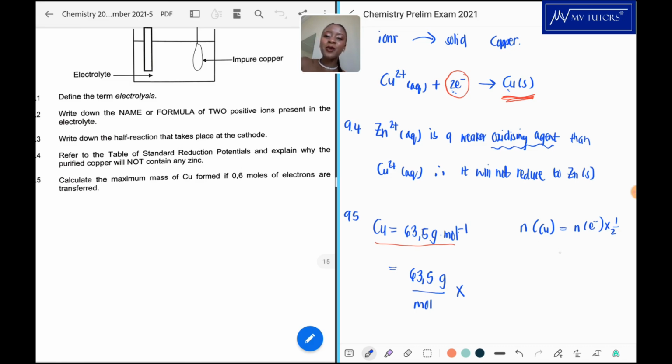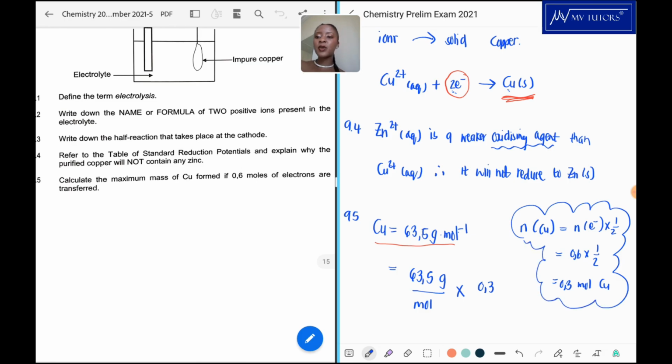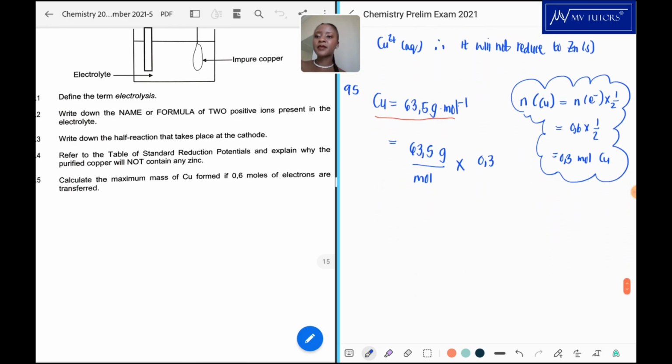Okay, so the number of moles of copper then, remember for the electrons, they said 0.6. Then we need to multiply by a half. So we're going to actually get 0.3 mole for copper, whereas you have 0.6 mole of electrons. So then finally we can calculate. This was just a side calculation. Finally we can then calculate the mass, the maximum mass of copper that can be formed.